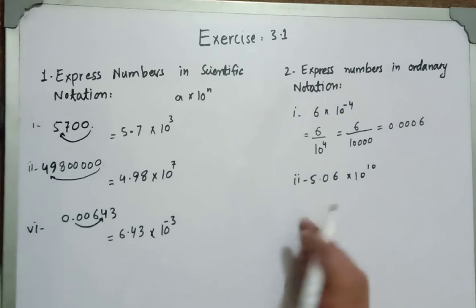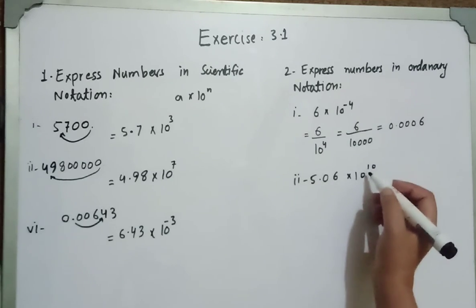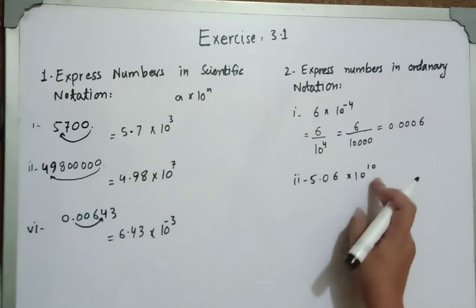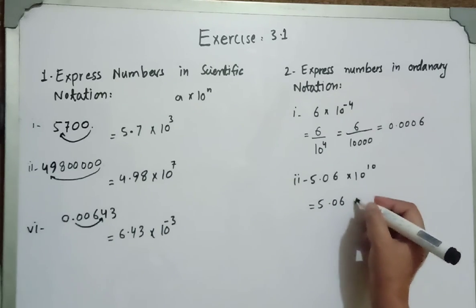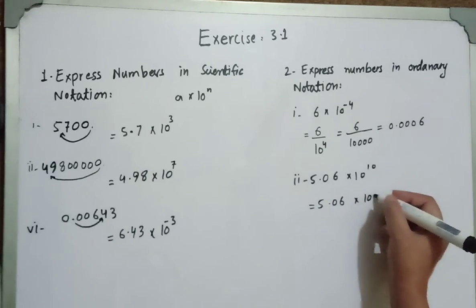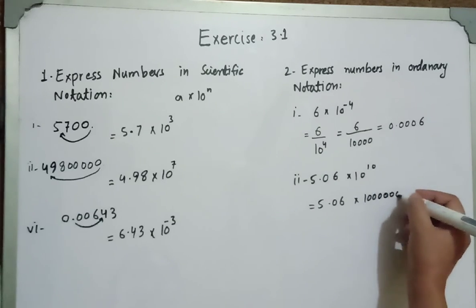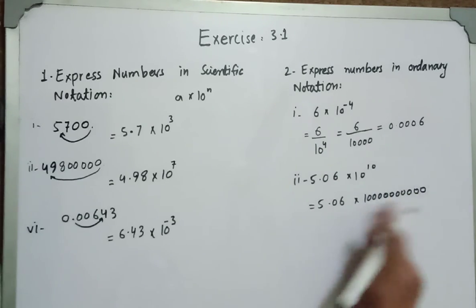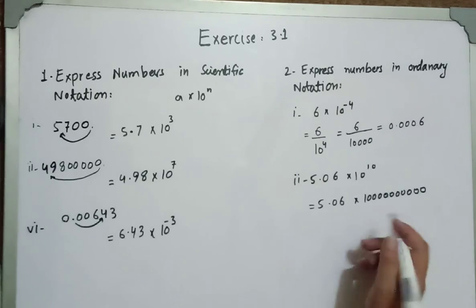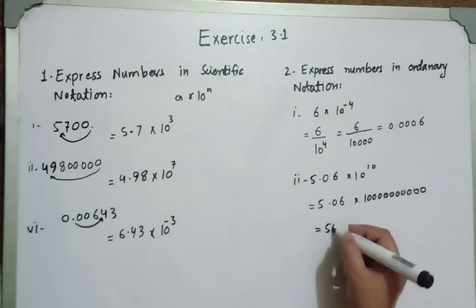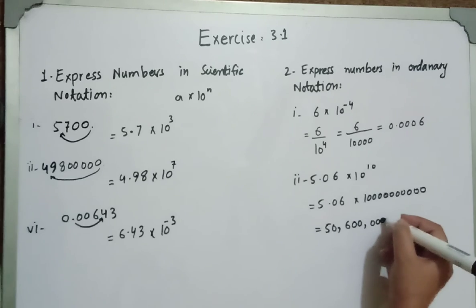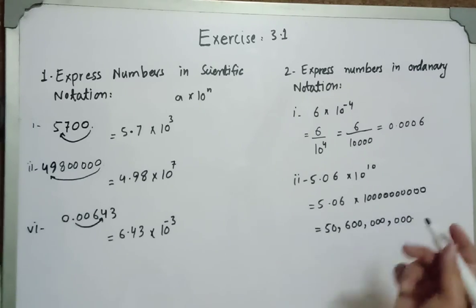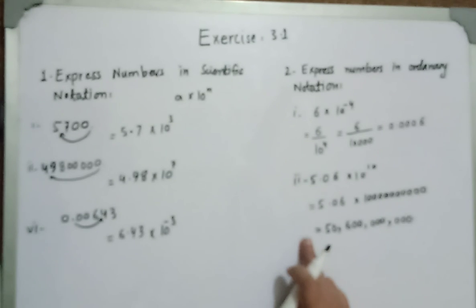And that's all. We have written it in ordinary notation. Now doing another part, 5.06 into 10 raised to the power 10. Now the power is already plus, so we don't need to move it to the denominator. I'm going to write it as 5.06 into 10 raised to the power 10, which means 1 and 10 zeros. You're going to multiply both of these numbers, right? So that's all. We have written it in ordinary notation from scientific notation.